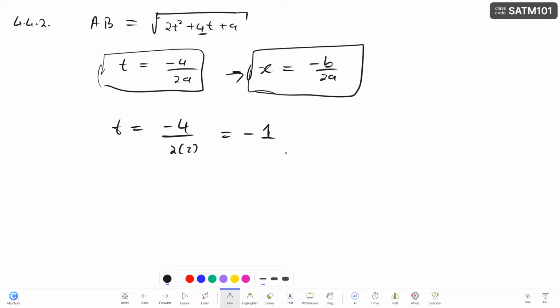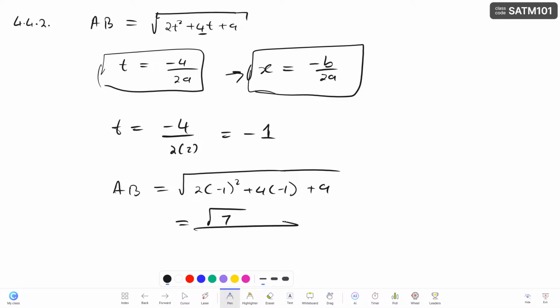Then after, we need to substitute this number into our original formula. So the minimum of AB is going to be the square root of 2 times negative 1 squared plus 4 times negative 1 plus 9. Adding those numbers is going to give us the square root of 7. So this is the minimum point. I think we're done with this question. Let's go to the next question.